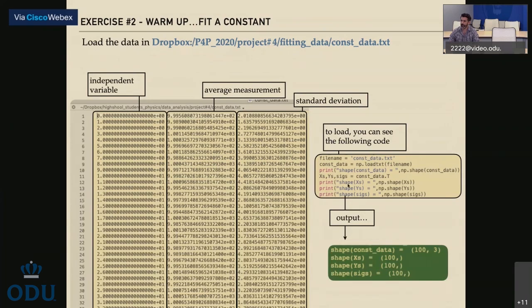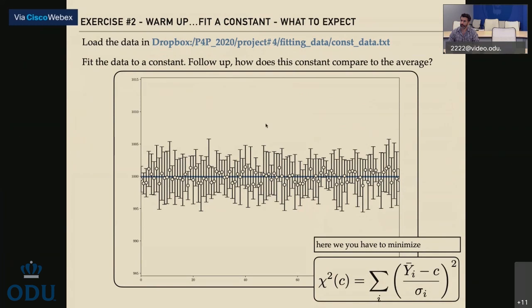If you copy and paste this code, or you write your code so that it looks just like this, you should be seeing something like this on your screen. Okay, so that's what you should be expecting to see. And what you want to do is fit the data to a constant. What this means is that you want to define a function that is chi-squared of c, where c is just one number, and is defined as this.